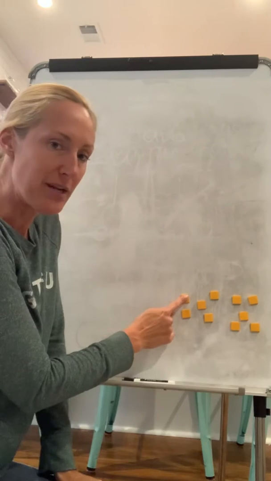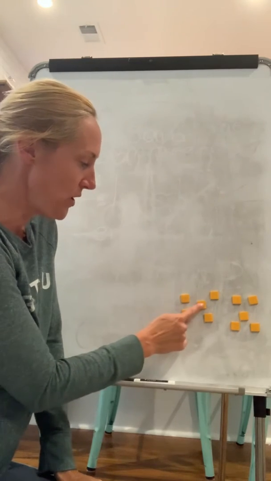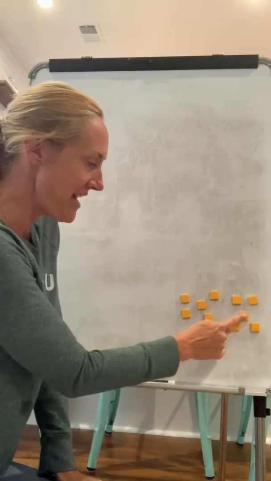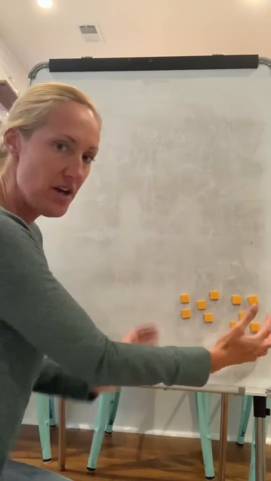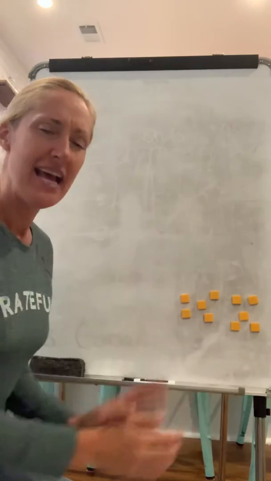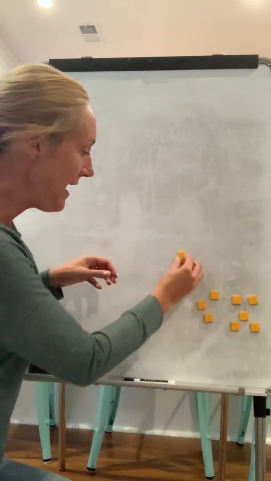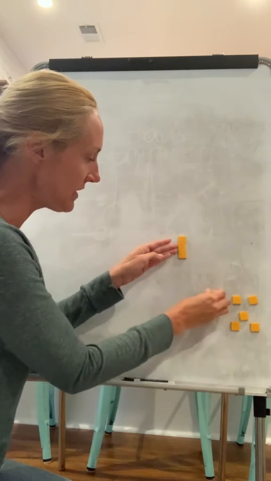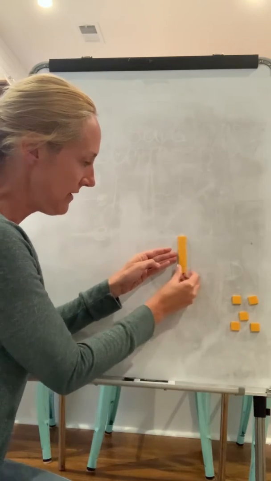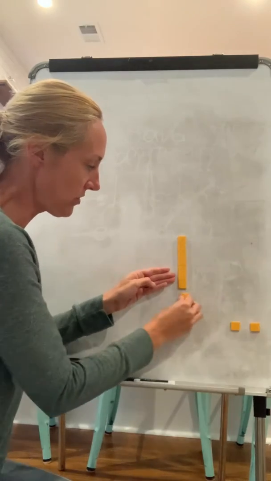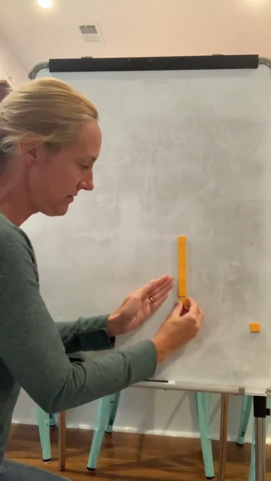So let's look right here, and I'm going to count how many we have. 1, 2, 3, 4, 5, 6, 7, 8, 9, 10. So that's a group of 10. And to keep them organized so it's easy for me to see that they're a group of 10, I'm going to put them all together like this into a vertical strip up and down.